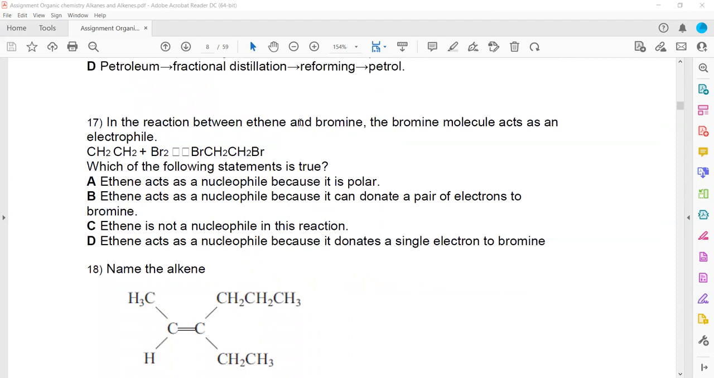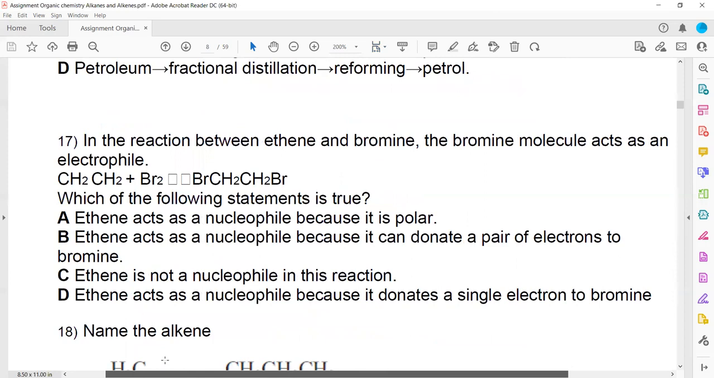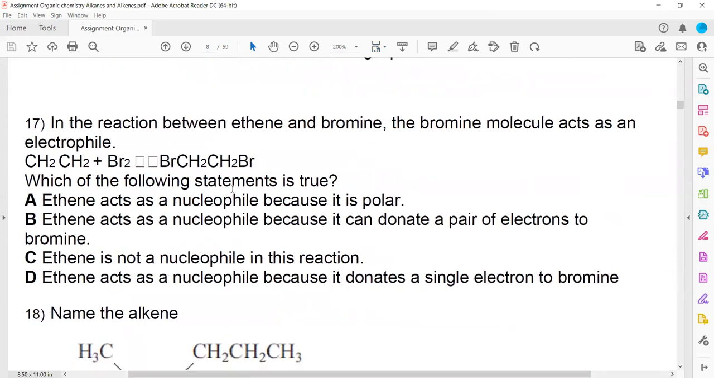In the reaction between ethene and bromine, the bromine molecule acts as an electrophile. So ethene plus bromine will give 1,2-dibromoethane. Which statement is true?